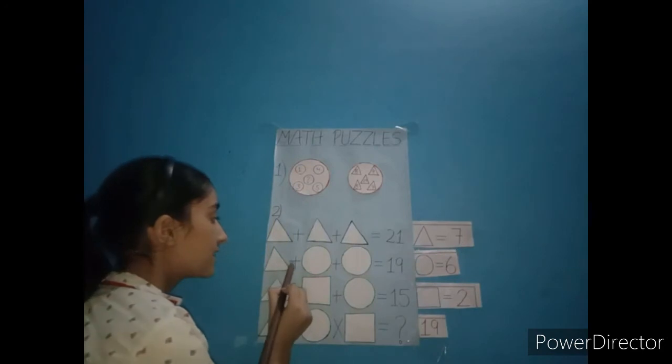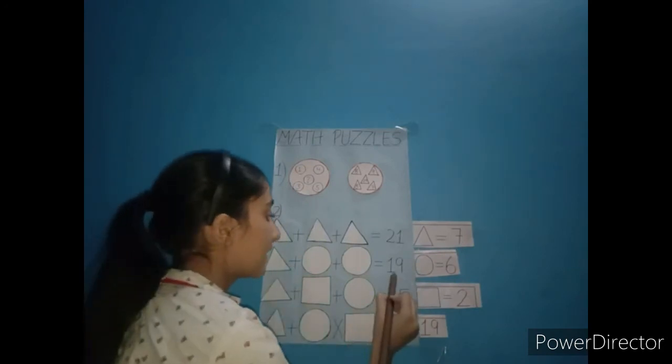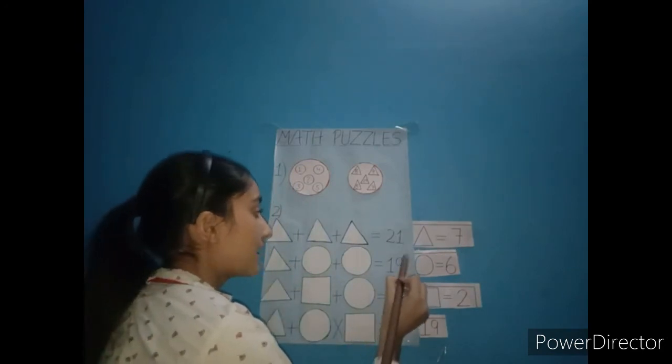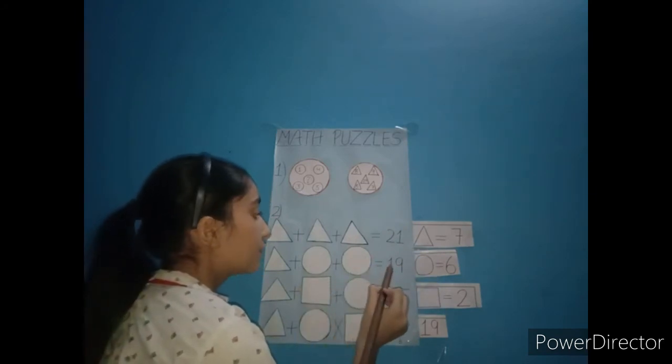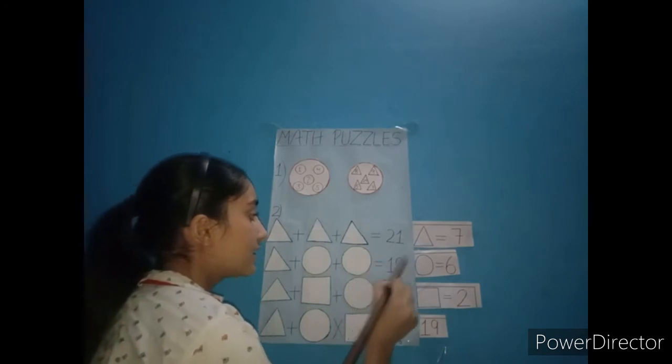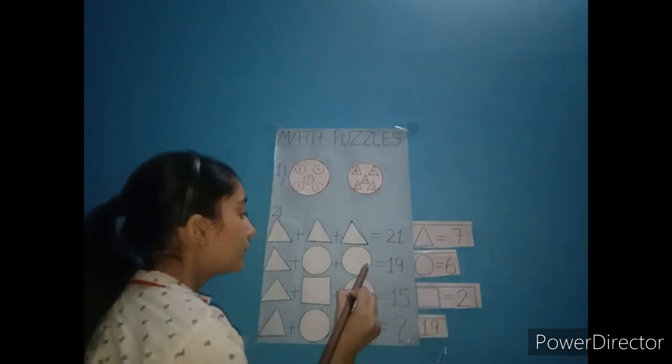So here 7 is in addition. When it will go to that side, it will be in subtraction. So 19 minus 7 is equal to 12. If 2 circles are equal to 12, then the value of one circle is 6. Here also we will do division.